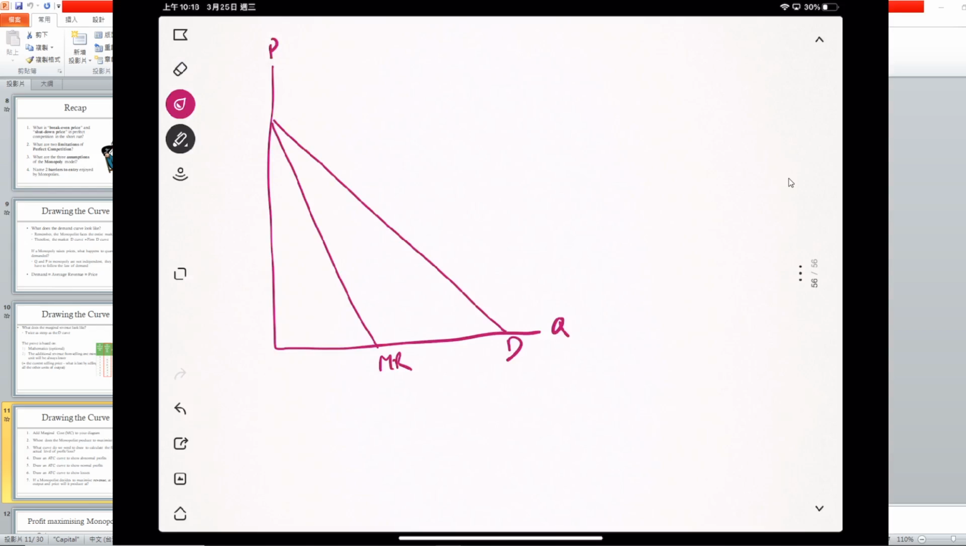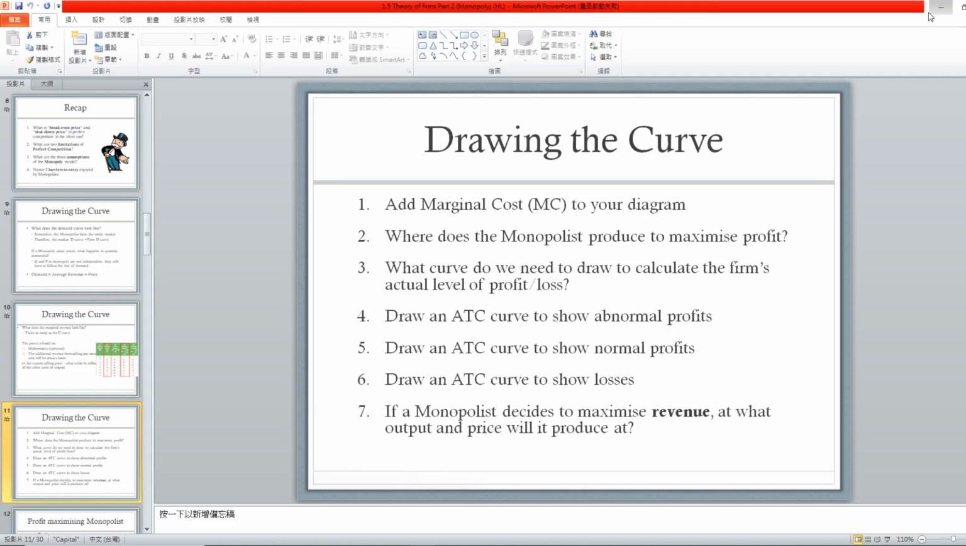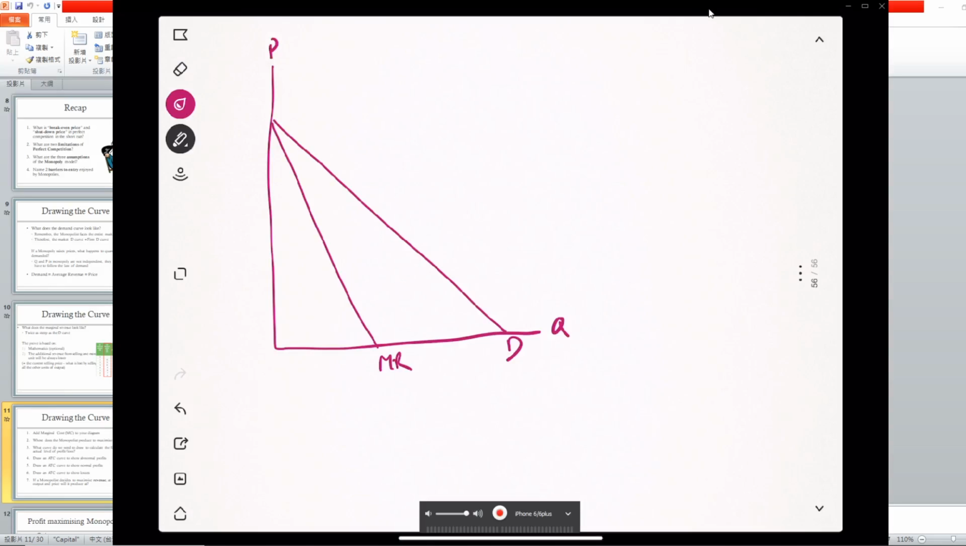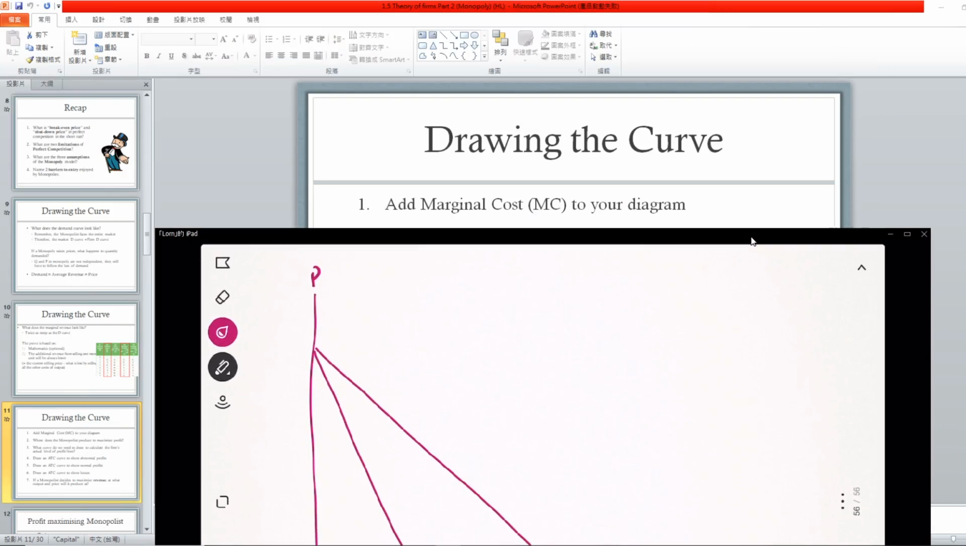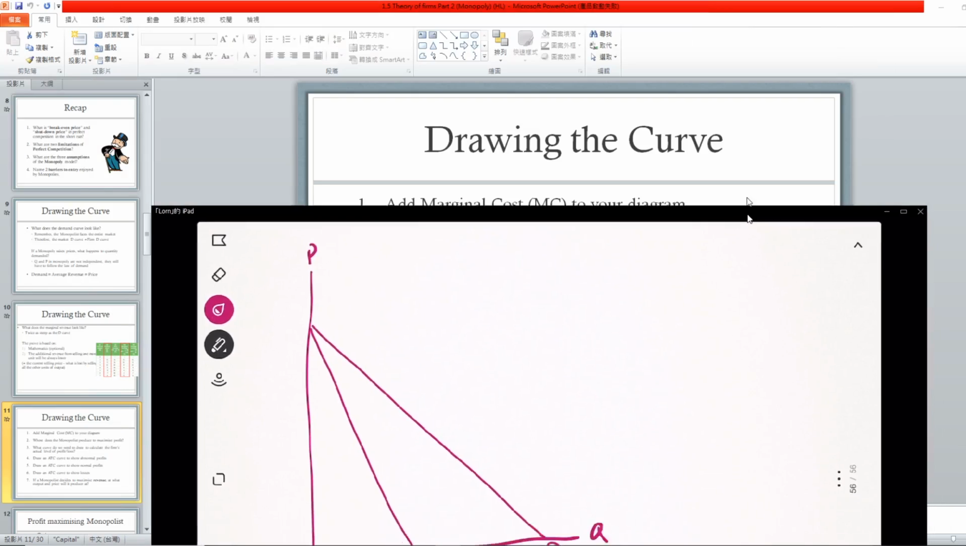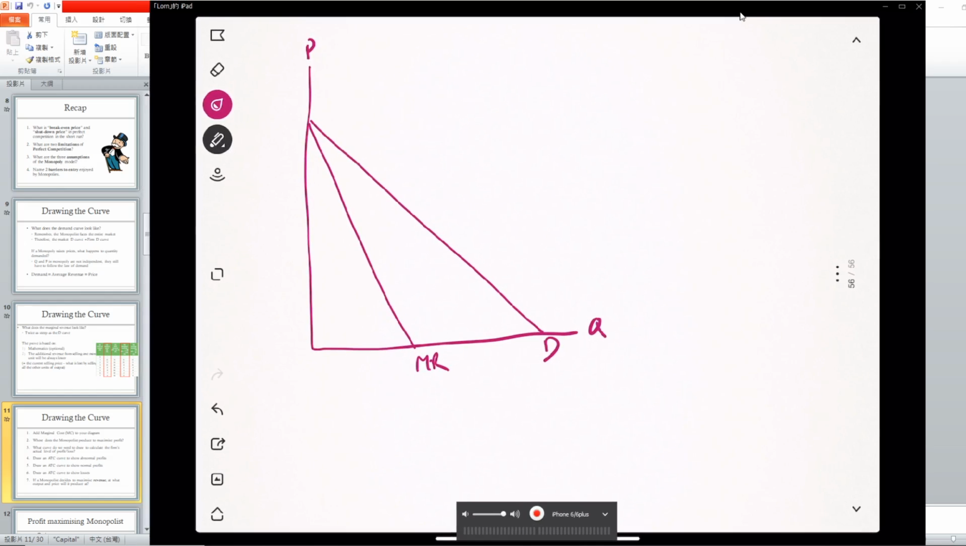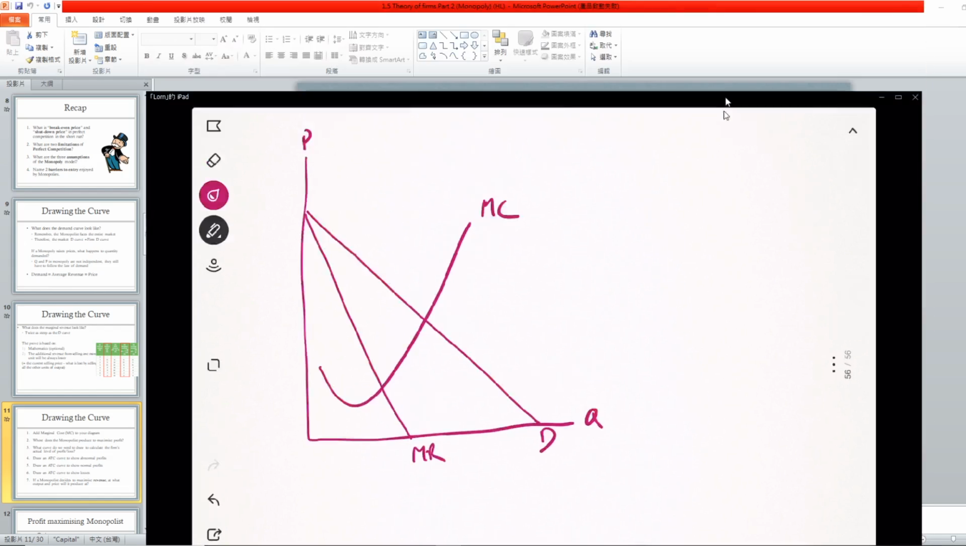I don't know what your progress is right now, but very quickly, I'm just going to show you for the first one how to make an abnormal profit, or an economic profit, in this diagram. The first step here is you just have to put an MC curve in your diagram, very quickly, like a Nike tick like this. So put an MC label on here. Okay, that's done.